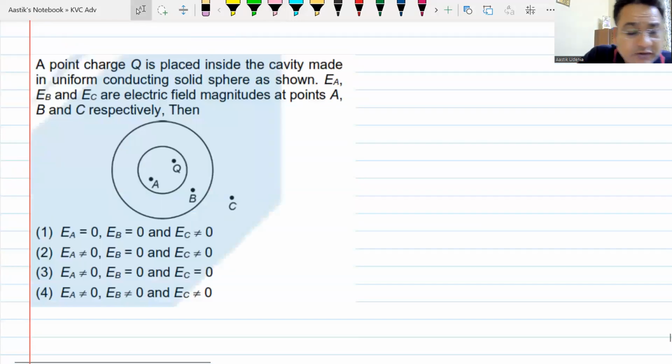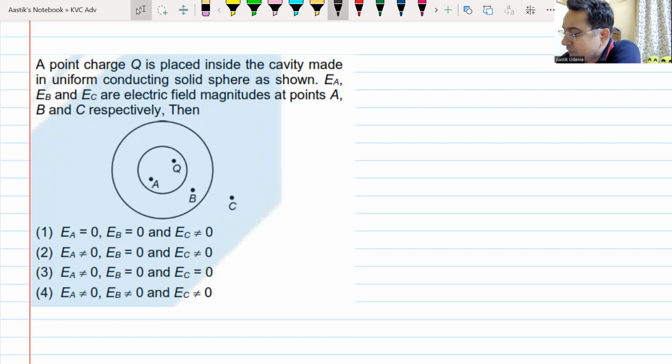Comes the next one, and this is a straightforward question again. A charge Q is placed inside the cavity made in a uniform conducting solid sphere. EA, EB, and EC are the electric field at points A, B, and C. Which is the correct option?